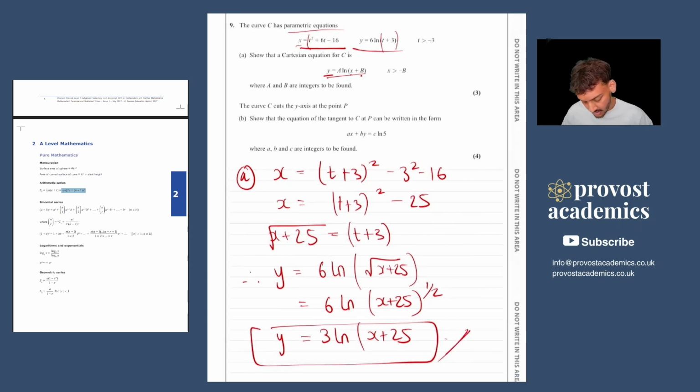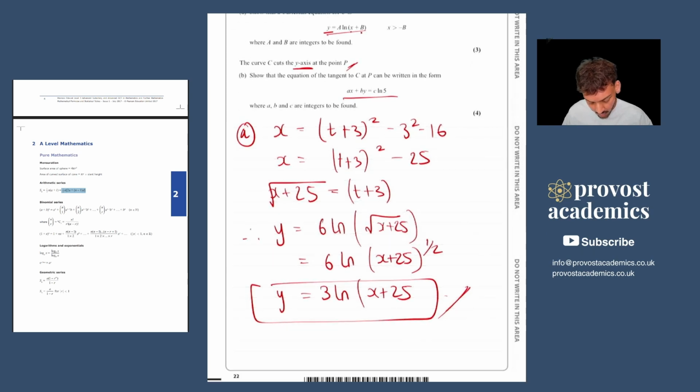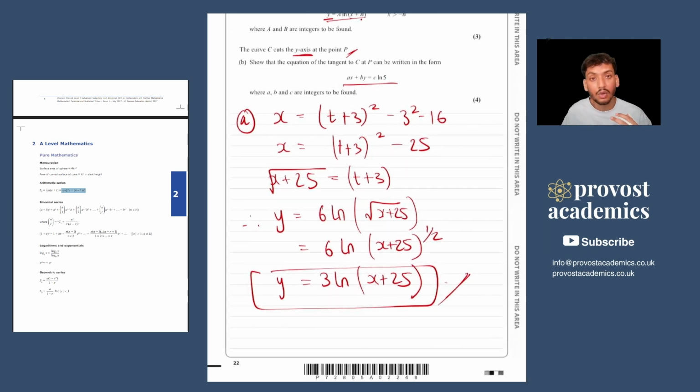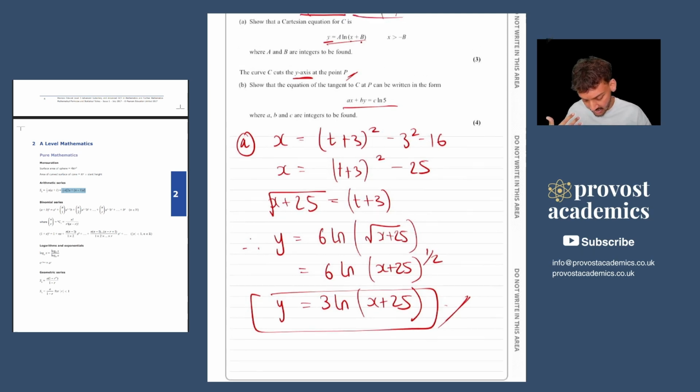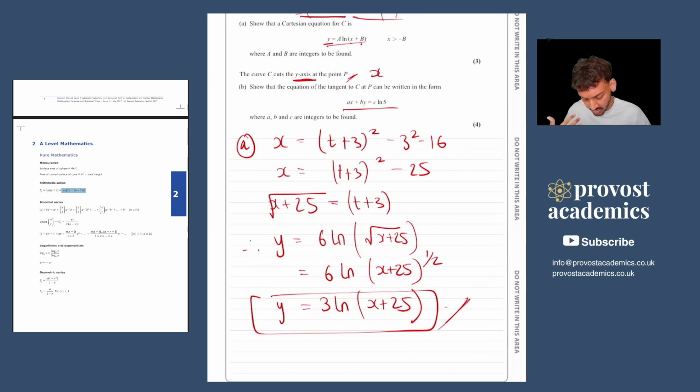Nice. Okay, so we have the curve that cuts the y-axis at point P. P can be written in this format. So what this is asking us is, since we know what the equation of y is, for us to find the tangent, again, we find the first derivative, which would give us the gradient function, and it tells us that it cuts the y-axis, so x is equal to 0. We can sub that point in and find the gradient at x equals 0.